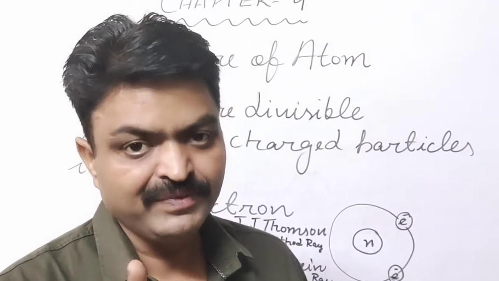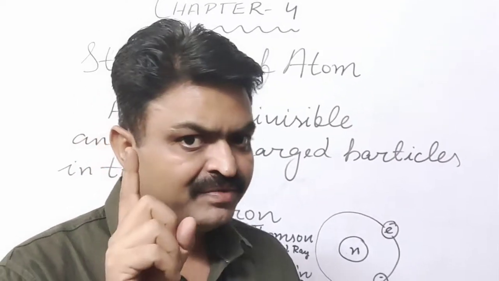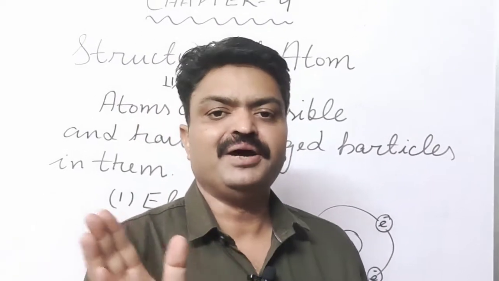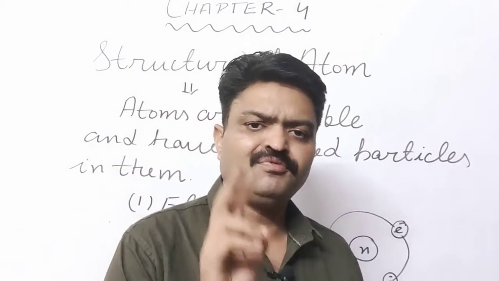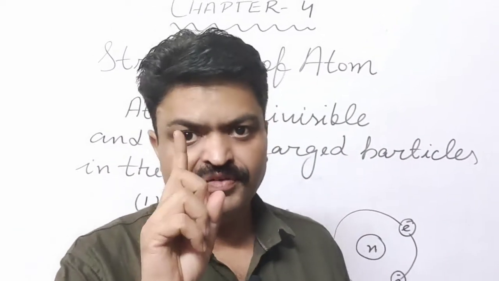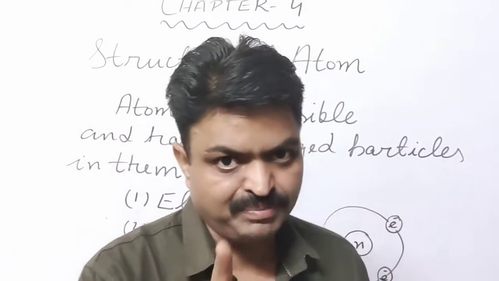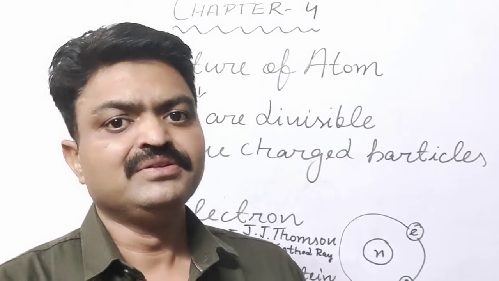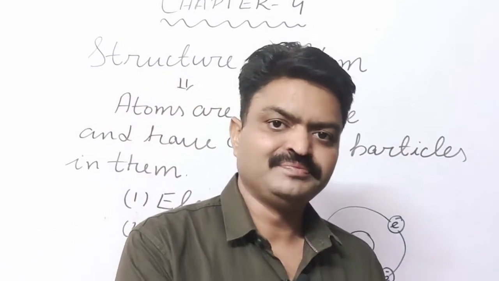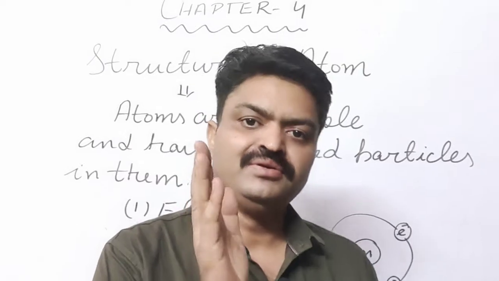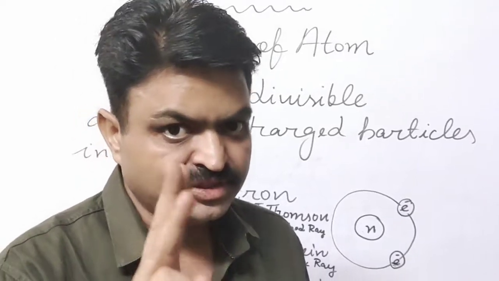Now what will you learn? You will learn that the atoms are divisible in nature and they contain subparticles, known as subparticles, and they are found in two different forms, student. First is charged particles and second is uncharged particles. Charged particles are found in the form of electron and proton, and uncharged or neutral particles are found as neutron. So this you will learn now.